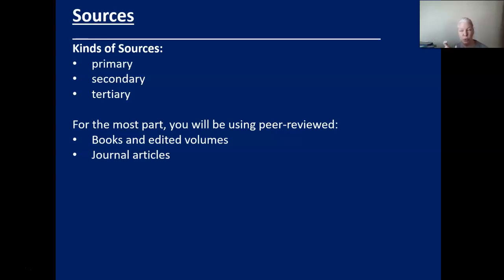Edited volumes, which are books, right? They come in book form, but they are the work of multiple authors, right? So an edited volume is sort of a compiled set of writings from a bunch of different scholars on a certain subject, okay? And then journal articles. And probably much of what you're going to be working with for this project is going to come in the form of journal articles.